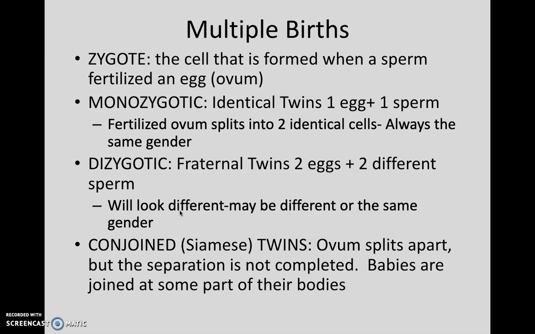And then the next type of twin that we have is a conjoined twin, also known as a Siamese twin. This is when the ovum splits apart, but the separation isn't quite completed. So at some point when that cell was splitting, it didn't completely separate. So the babies are going to be joined at some part of their body.